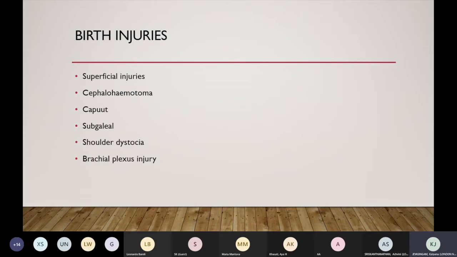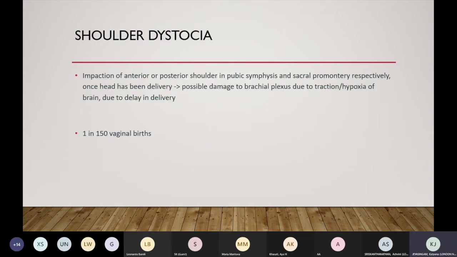If they're bleeding, like from a small cut, which happened the other day, then you just apply a bit of gauze until it stops bleeding, and then you can put clean Steri-strips on it if it's not too deep. So going on to one of the biggest feared injuries: shoulder dystocia.